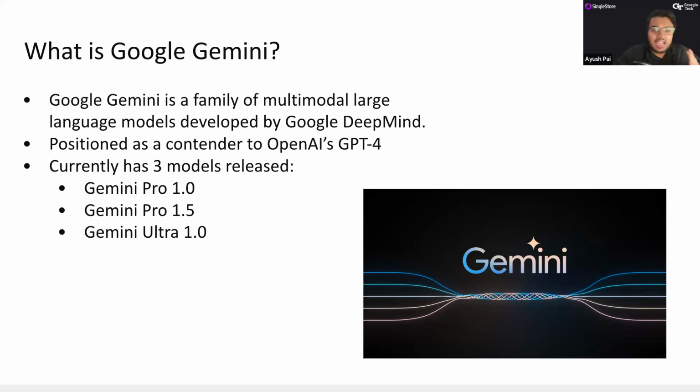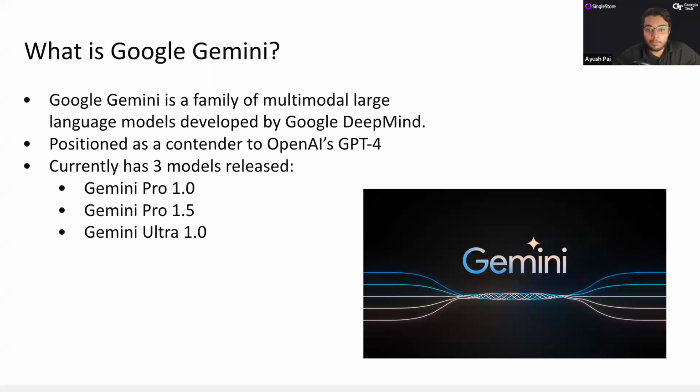It's positioned as a formidable contender to OpenAI's GPT-4, and it's designed to push the boundaries of what's possible in AI-driven interaction and content creation. The whole thing with these Gemini models is they're built from the ground up as multimodal. So the suite currently encompasses three distinct models that you could use today.